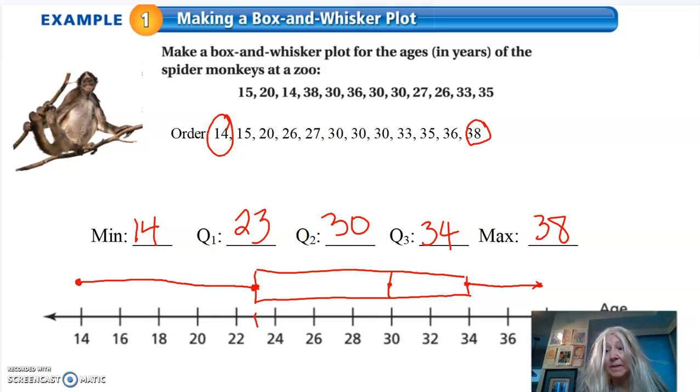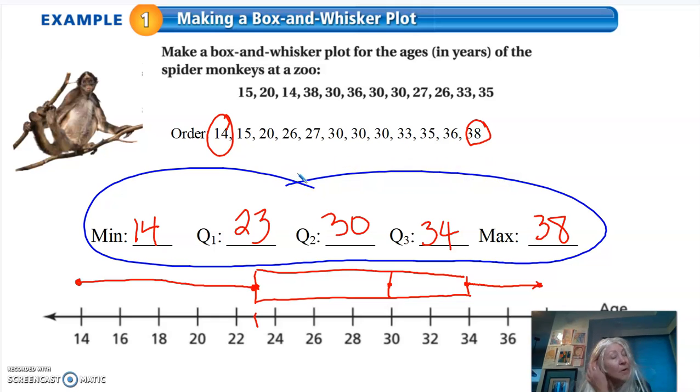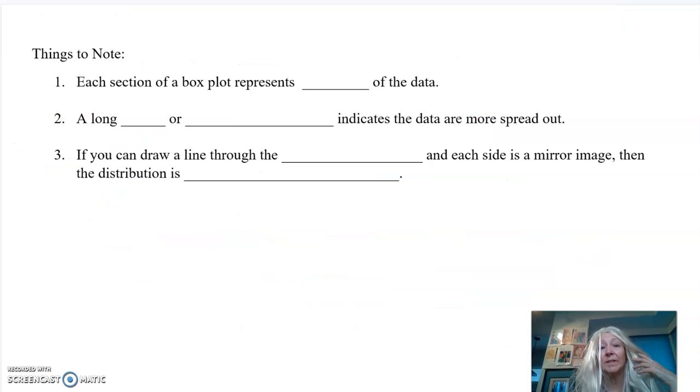That's how you make a box and whiskers plot. You always need these 5 numbers in order to make a box plot. Now, today's lesson isn't as much about making the box plot as it is about interpreting it. So hopefully this was just review for you, but practicing making a box plot is a good idea too.